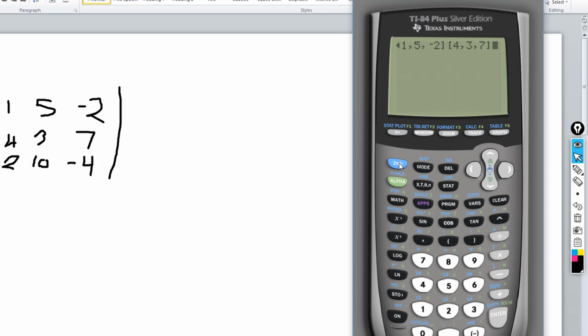So again, I need a left bracket here, second. Left bracket, and then into the components: 2, comma, 10, comma, negative 4. Those are the components of the third row. So again, I close with a right bracket, second, and then a final right bracket again, and a final parentheses, enter, and I get 0.